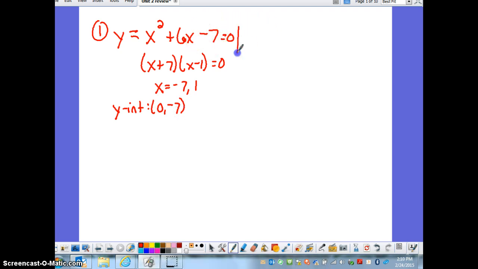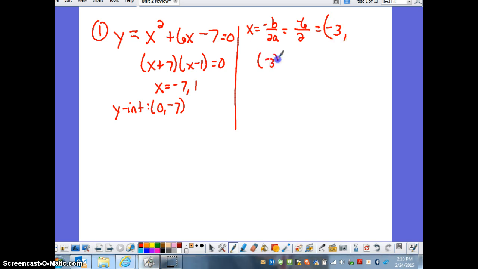And finally, to find my vertex here, I'm going to do x equals -b over 2a. So when I solve for that, -b is going to be a 6 all over 2 times a. 2 times 1 is 2. So that's just -3. So the x value of my vertex is -3. I take that x value, I plug it back into my original equation to solve for my y value of the vertex. That's -3 squared plus 6 times -3 minus 7. And when you do so, you're going to end up with -16 for your y value.